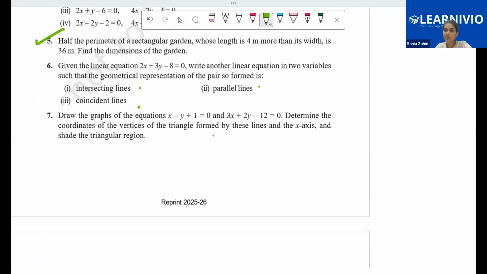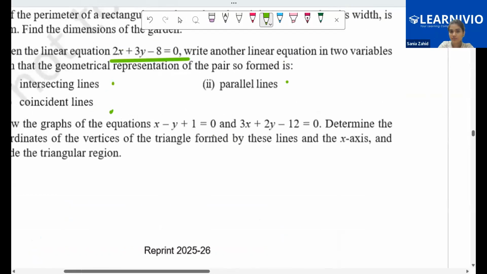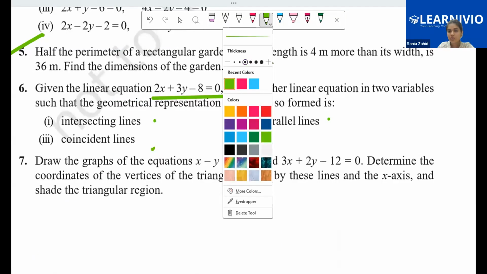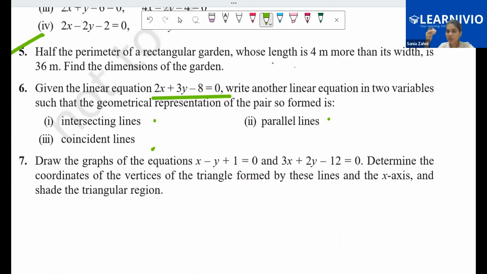Can you tell me such an example? One of the equations is given. If you want parallel lines, intersecting lines and coincident lines, what should be the other equation? What was the case for intersecting lines, where A1 by A2 should not be equal to B1 by B2? So can you form another equation where this is true? Tell me the solution, Umar.